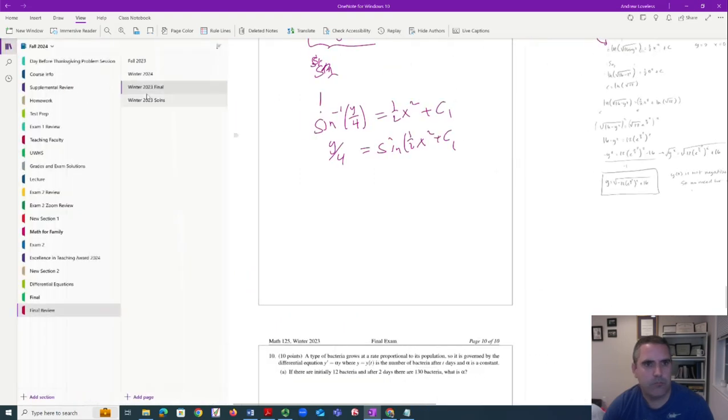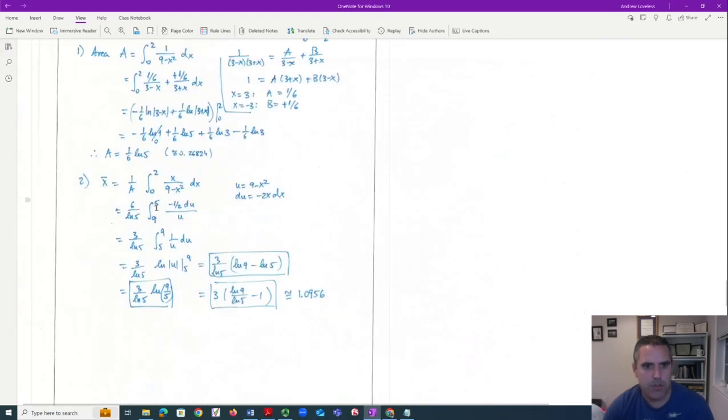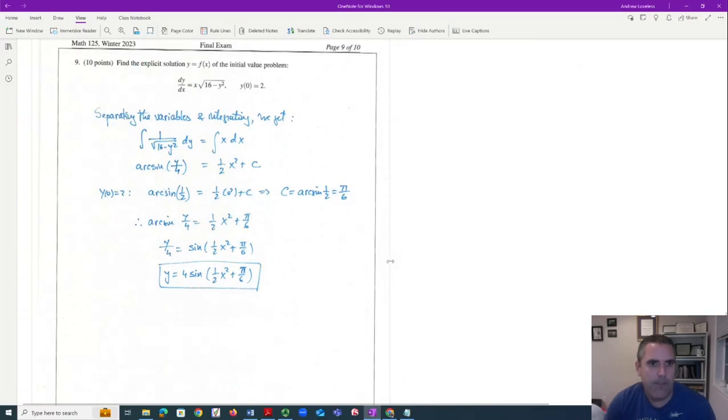Okay. Let's peek at the solution, see if there's anything special I want to say about that. Nope. Separate, integrate. You can take the sine on both sides. You can plug in the initial condition earlier, or you can wait. That's fine.